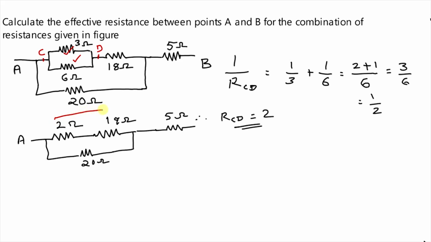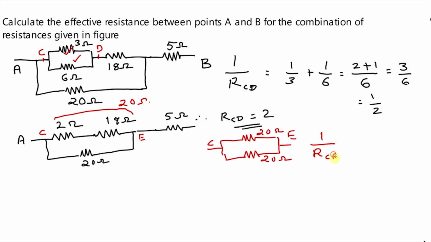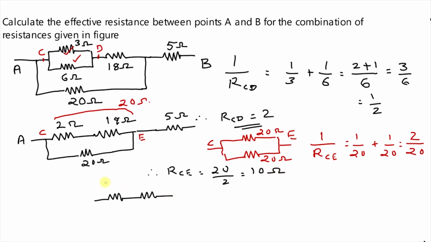As these 2 ohm and 18 ohm are in series, effective resistance is 20 ohm, 2 plus 18. Here between C and E, 20 and 20 are coming in parallel. So 1 by RCE is equal to 1 by 20 plus 1 by 20, that is equal to 2 by 20. Therefore RCE, resistance between C and E, is 20 by 2 or 10 ohm. This 10 ohm is coming in series with 5 ohm. So total resistance between A and B becomes 10 plus 5, that is equal to 15 ohm.